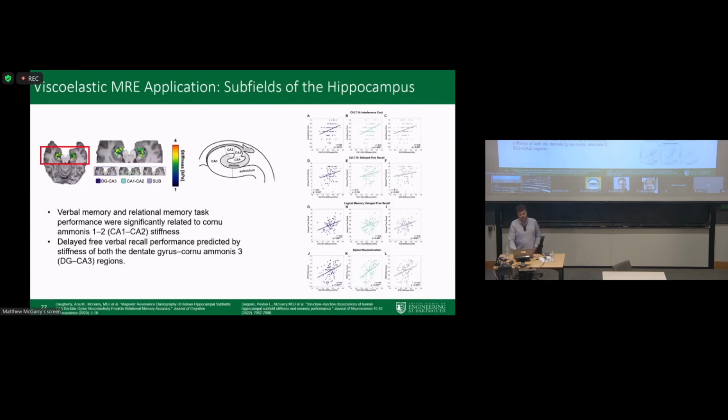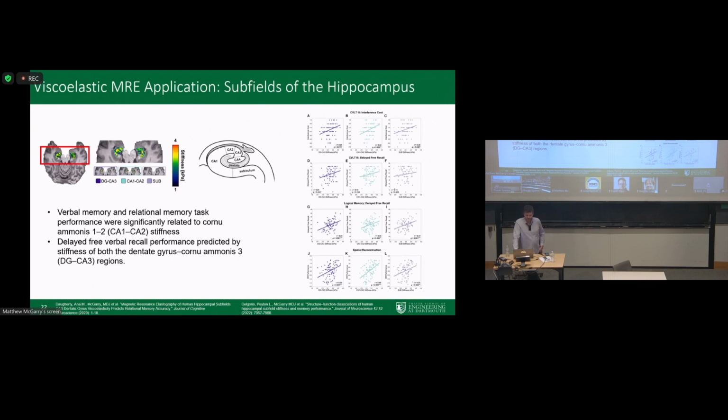Because we've done a really careful job of ensuring that we've got spatial and quantitative accuracy, we felt confident moving right down to the very small parts, the subfields of the hippocampus, which are associated with slightly different types of memory. In this case, we used our highest resolution protocol, and we found that verbal and relational memory were most significantly related to the CA1, CA2 region, and then verbal recall was predicted by the dentate gyrus and the CA3 region. So this shows that different parts of memory are associated with the parts of the hippocampus which are understood to be associated with that.